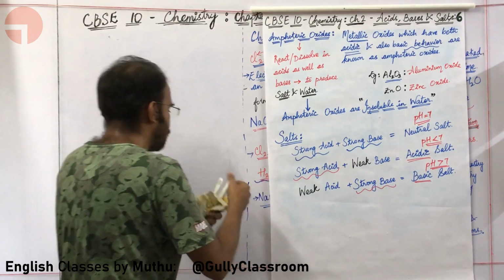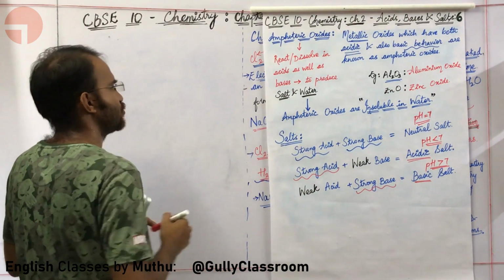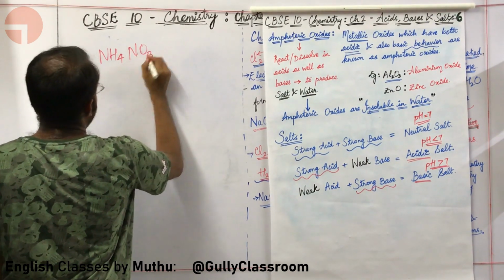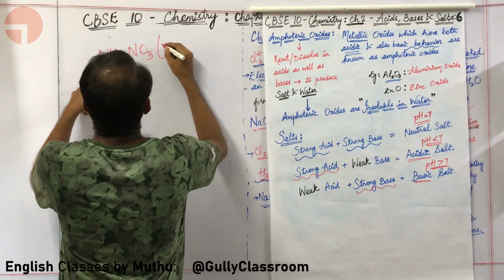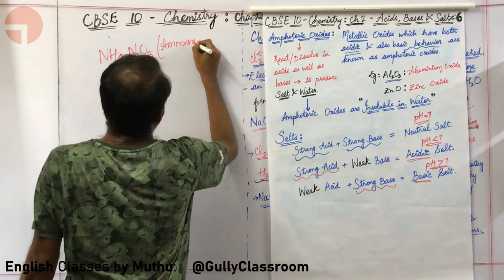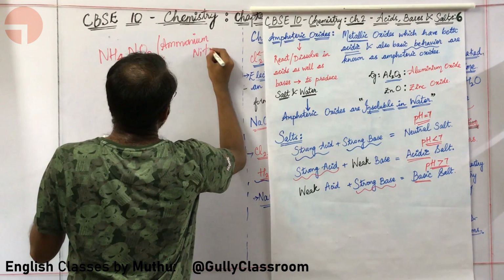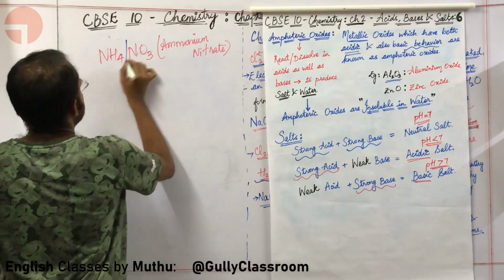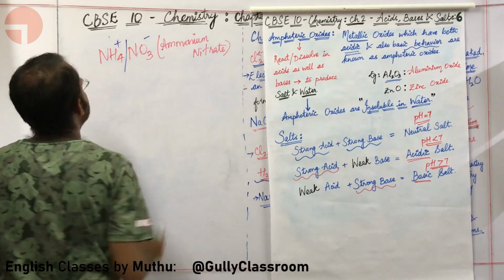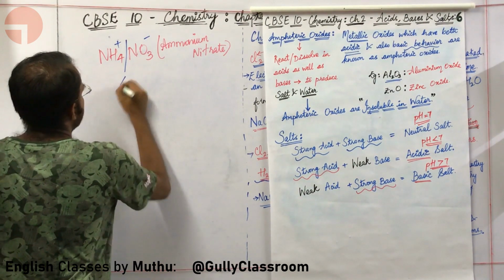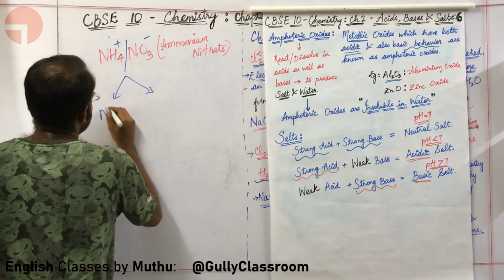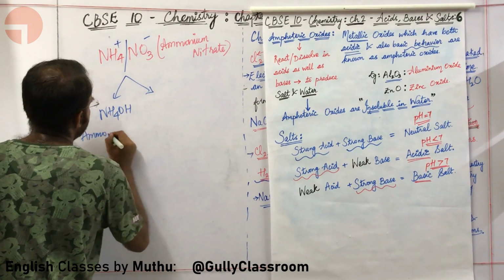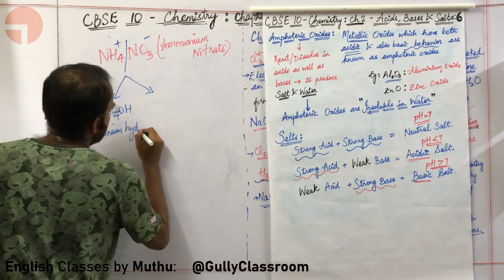Yeah, can we look at a couple of examples of acidic salts? A very famous example of an acidic salt is NH4NO3. What is this called? This is called ammonium nitrate. Let us break it into its constituent ions. Ammonium is the positive ion, nitrate is the negative ion. For the positive ion, you are going to add OH. So you will get NH4OH, which is ammonium hydroxide.